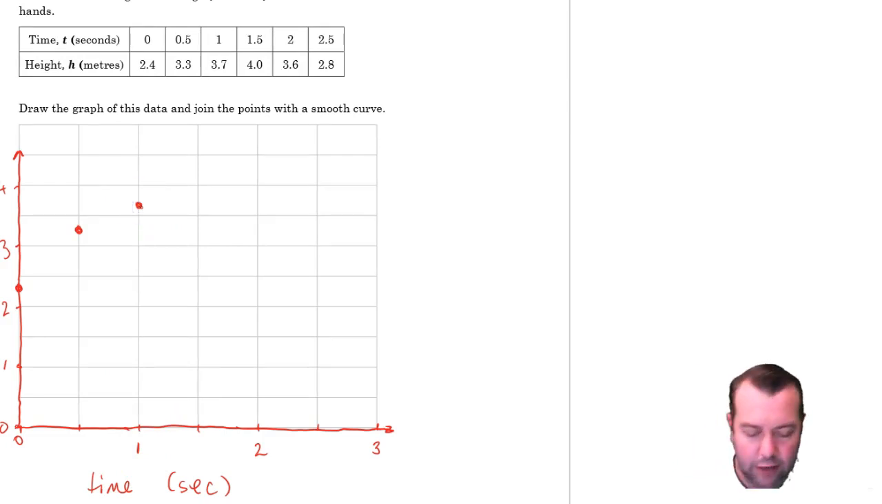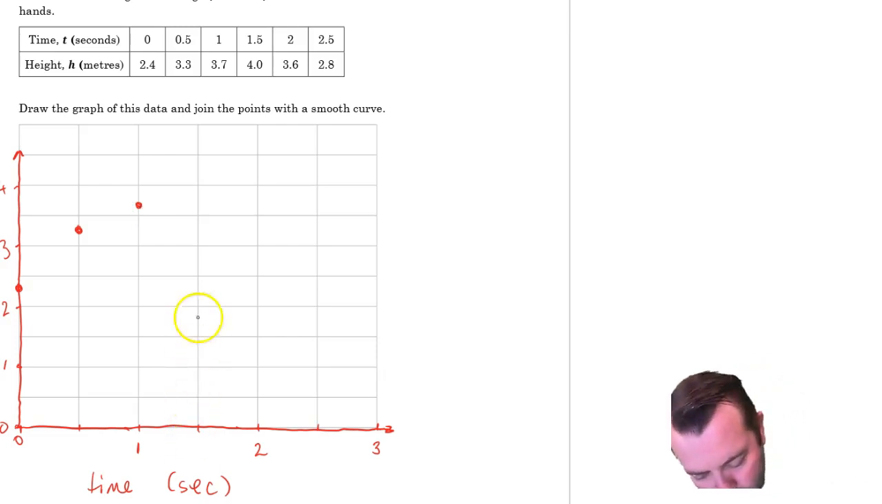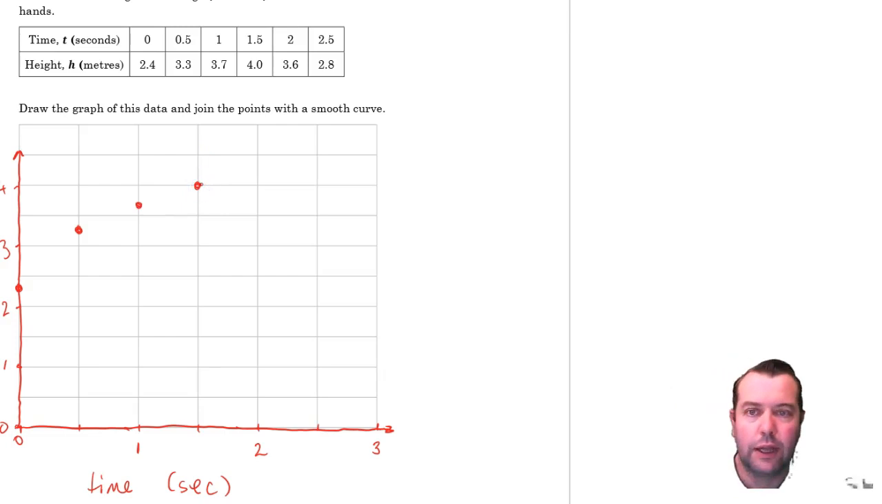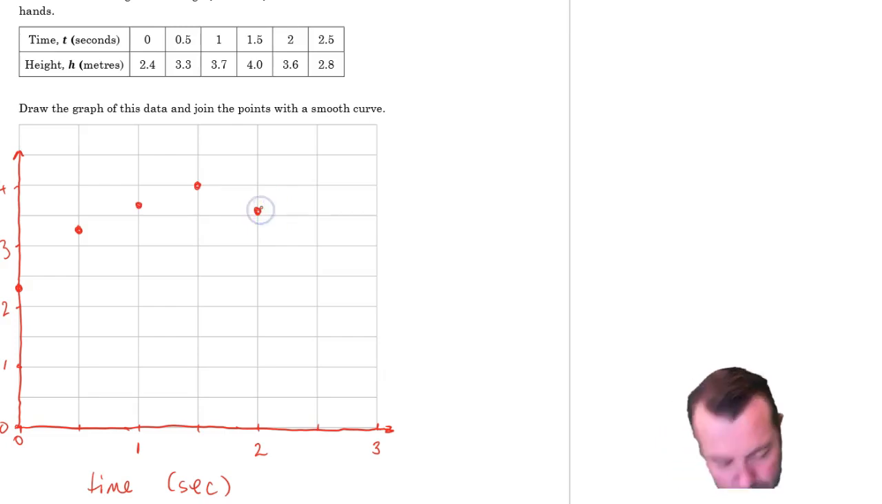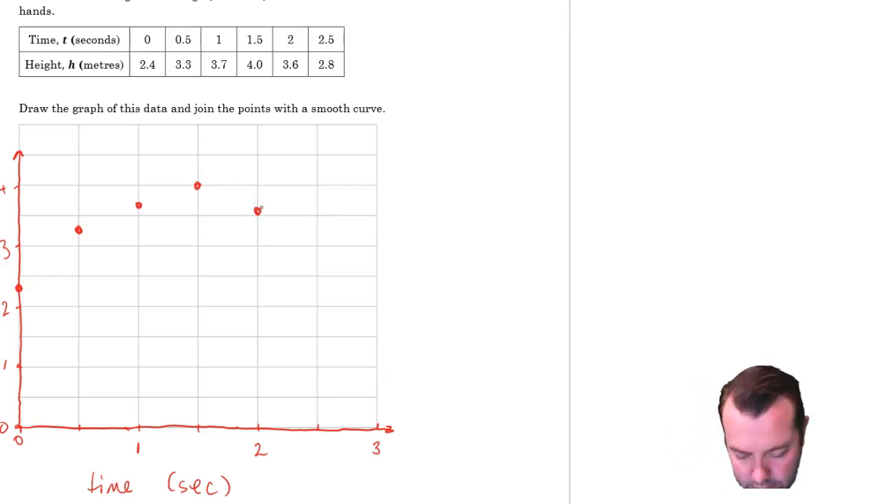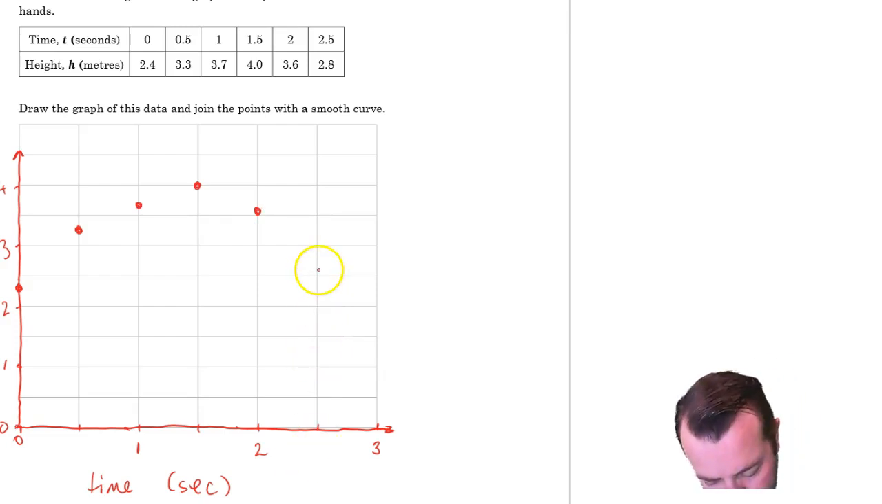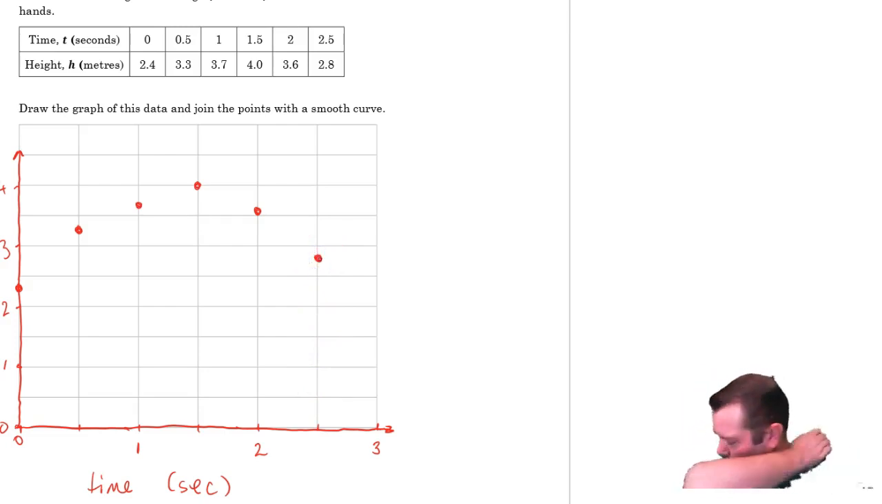Right, a little less than halfway up that square. 1.5 and 4. Right on the mark. That makes life easy. 4. Okay, 2 and 3.6. It's going to be slightly lower than the previous one there. Above the line, but lower than that one. That's 3.6 there. It's good. And 2.5, 2.8. Here's 2.5. And 2.8 is about there. So you can see those points there.